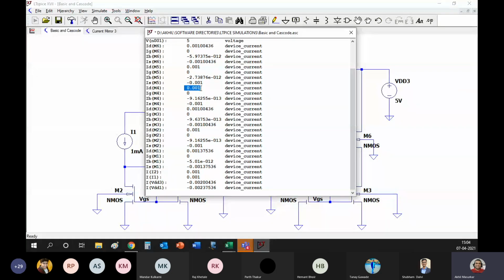Now we will make the channel length modulation even more severe. We will increase it by 5 times. Now from 0.1 we are moving to 0.5.